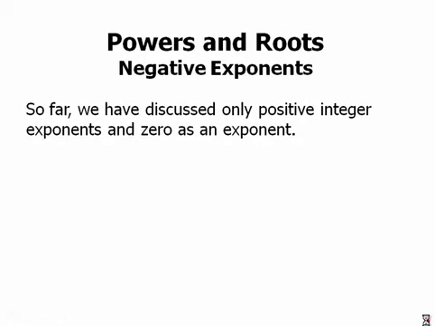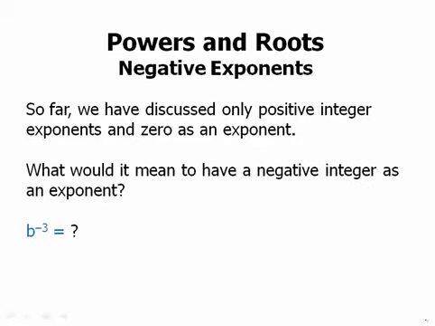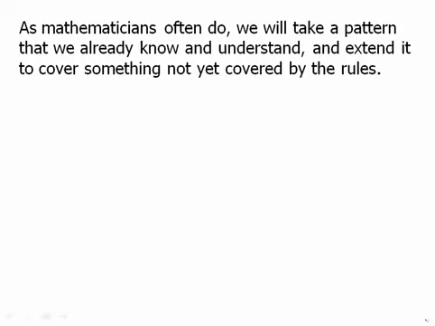And we have to ask ourselves exactly what would this mean? What would it mean to have a negative integer as an exponent? If we had b to the negative 3, what on earth would that mean? Well, as mathematicians often do, we will take a pattern that we already know and understand and extend it to cover something not yet covered by the rules.